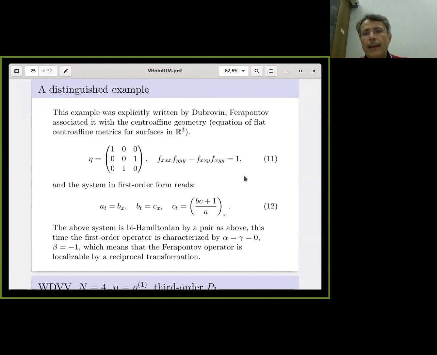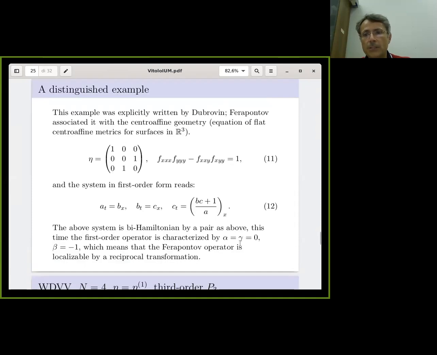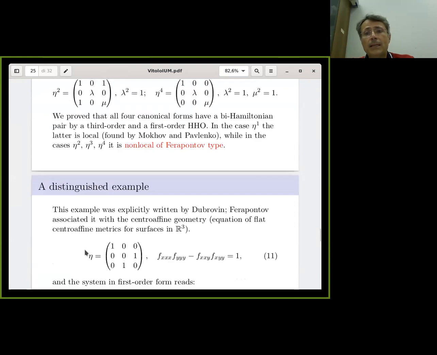Okay, and then for this equation, in hydrodynamic type form as a system of conservation laws, we found a third order Hamiltonian operator and a first order non-local operator, which has a very peculiar structure because its constants are alpha 0, gamma 0, and beta equals -1. And this means that the operator is localizable by reciprocal transformation.